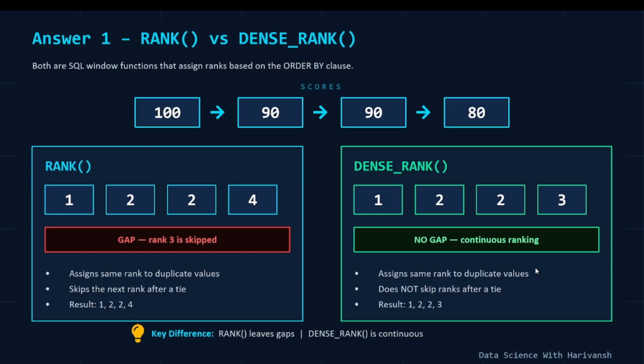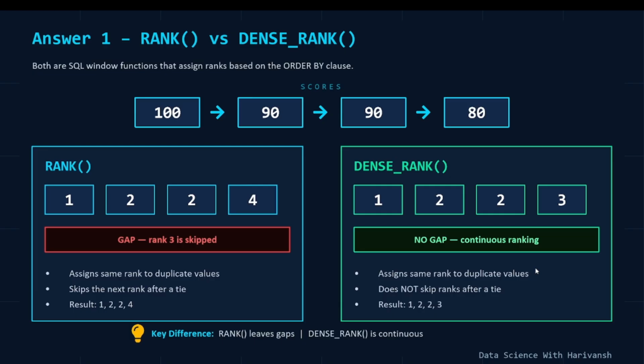Let's look at the example on the slide to understand this visually. Suppose we have a table of student scores 100, 90, 90 and 80. Now both students with a score of 90 are tied. So they should logically receive the same rank. Both rank and dense rank agree on this point. They both assign the same rank to tied values. But what happens after the tie is where the two functions behave very differently.